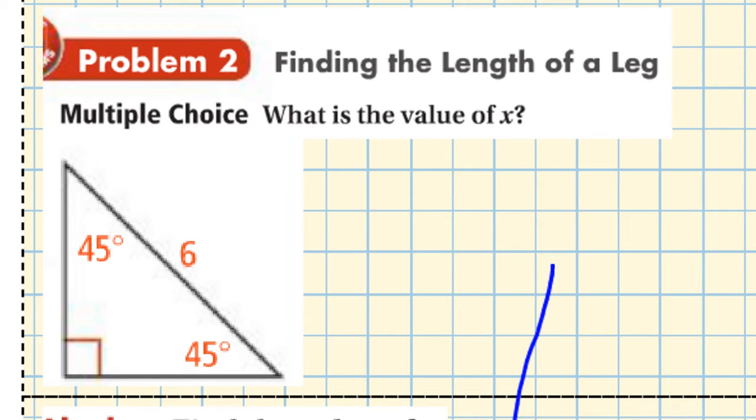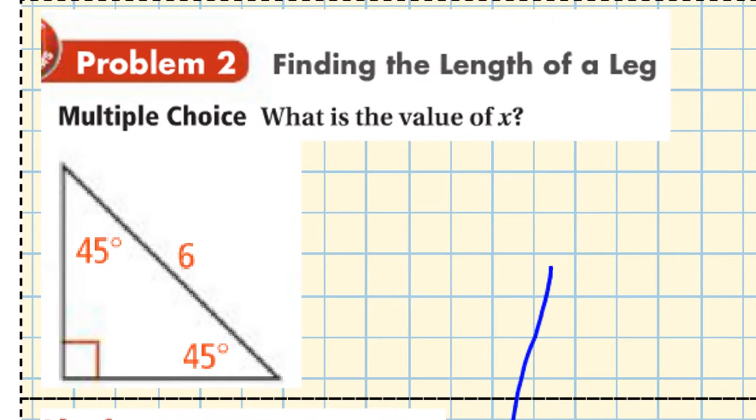Now, in problem number 2, we need to figure out what the side is. In this case, we use the variable x to do so. Once again, we're going to use the fact that there is a 45-45-90 triangle. We know the properties: the sides are s, and the hypotenuse is equal to the square root of 2 times s. So once we figure out what s is, we should have x.